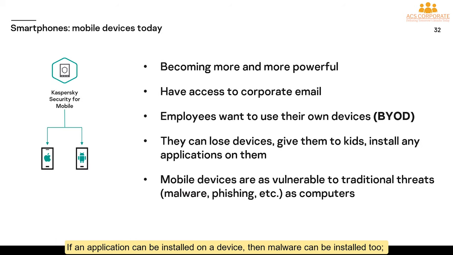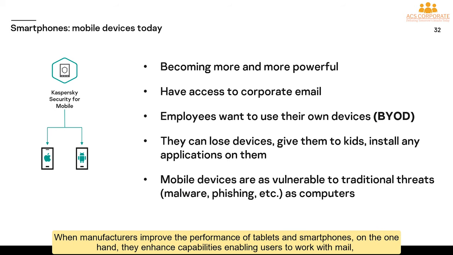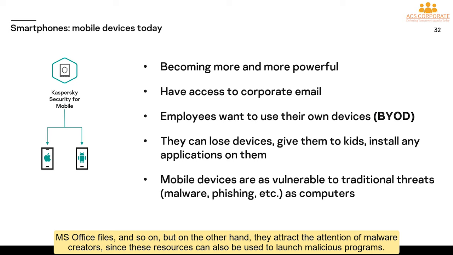If an application can be installed on a device, then malware can be installed too. Additionally, if a device can be connected to the internet, then the user may visit a phishing site. In this sense, mobile devices are similar to workstations and should be protected in a similar way. When manufacturers improve the performance of tablets and smartphones, on the one hand, they enhance capabilities enabling users to work with mail, MS Office files, and so on, but on the other hand, they attract the attention of malware creators, since these resources can also be used to launch malicious programs.